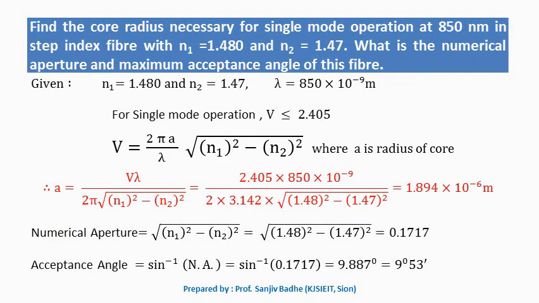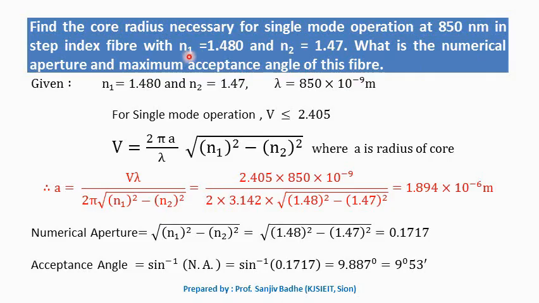This is one more. Find the core radius necessary for single mode operation at 850 nanometer in step index fiber with N1 equal to 1.480 and N2 equal to 1.47. What is the numerical aperture and maximum acceptance angle of this fiber?